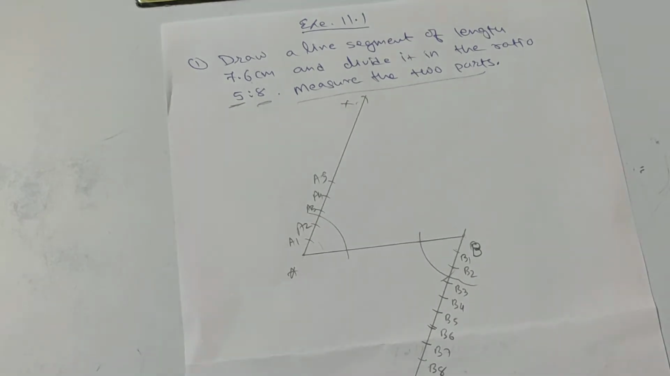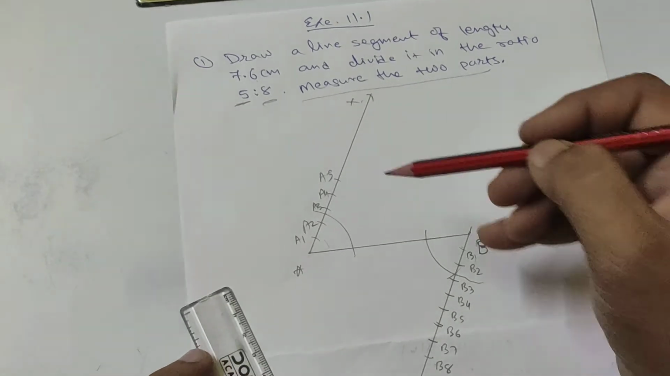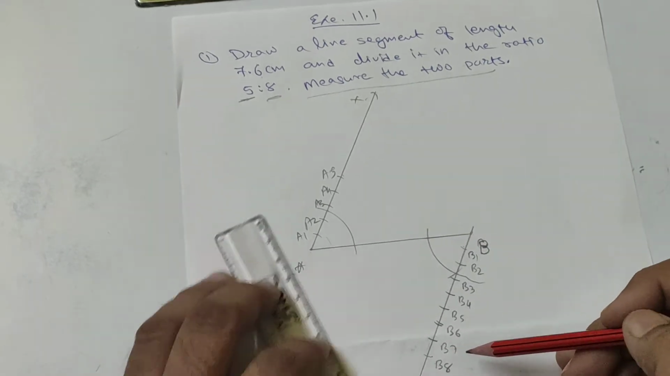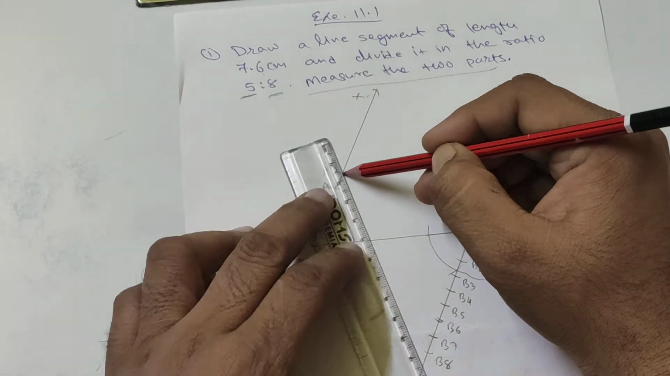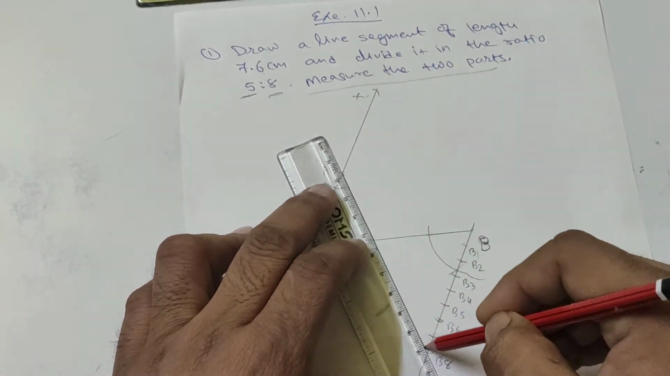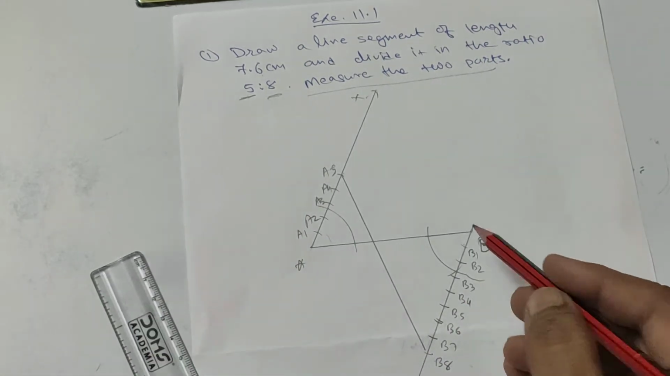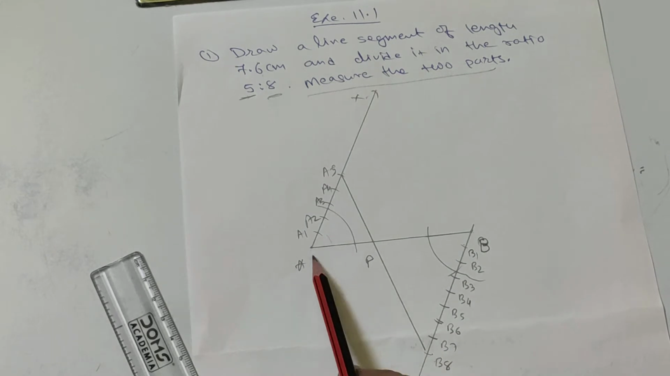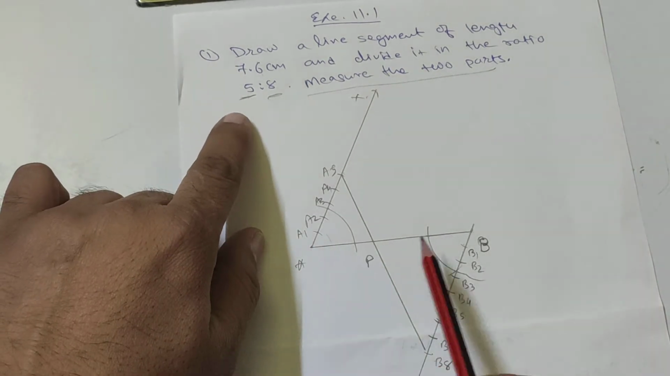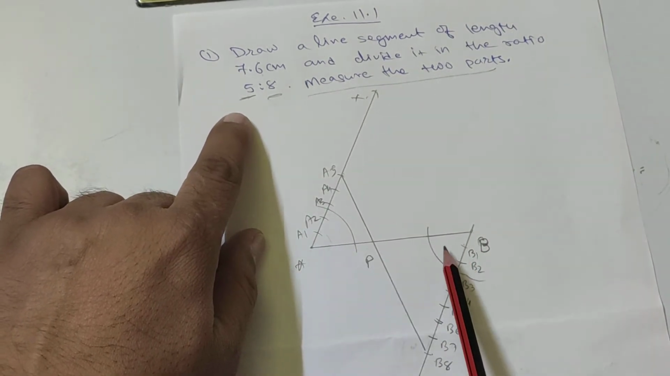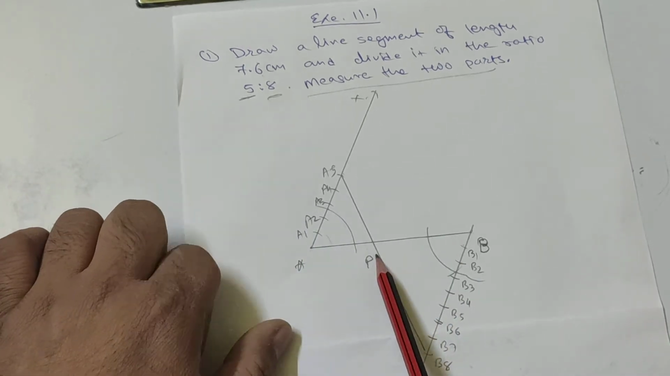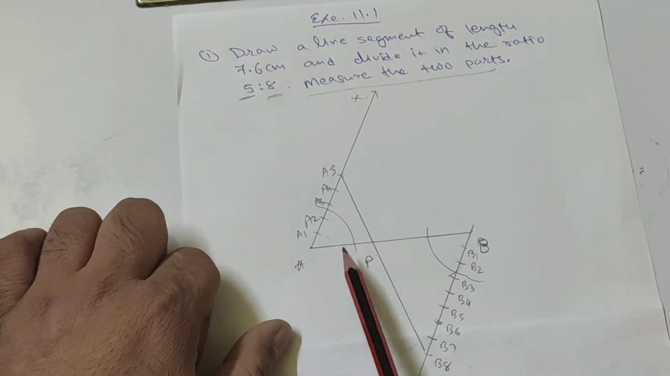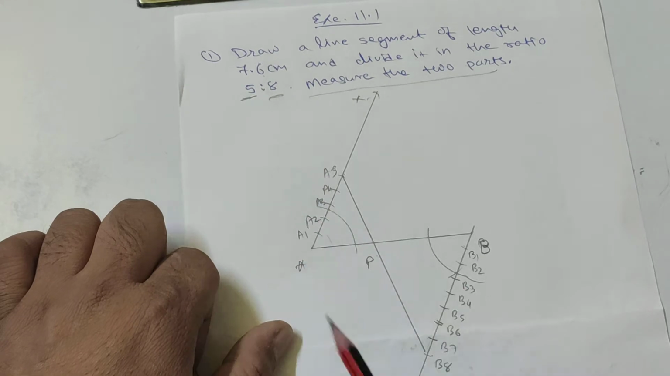Now construct a line segment joining A5 and B8. This line segment will divide our line segment AB in the desired ratio. Let me call this point P. So AP will be 5 times and PB will be 8 times. So point P divides the entire line segment AB in the ratio 5:8.